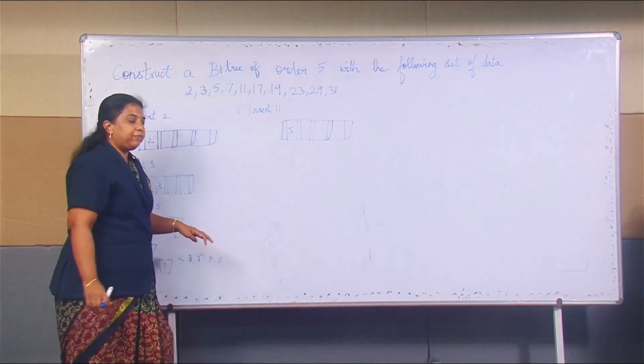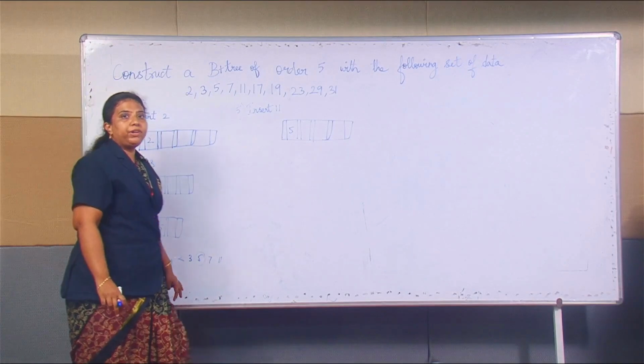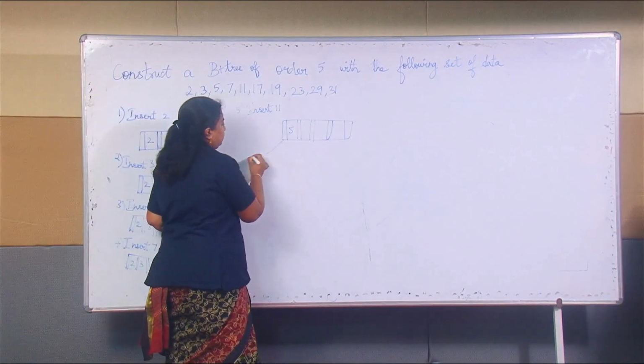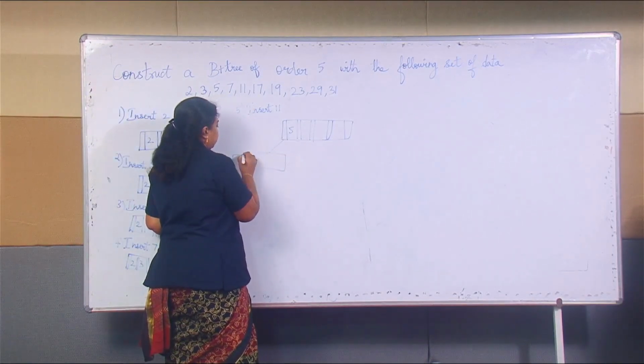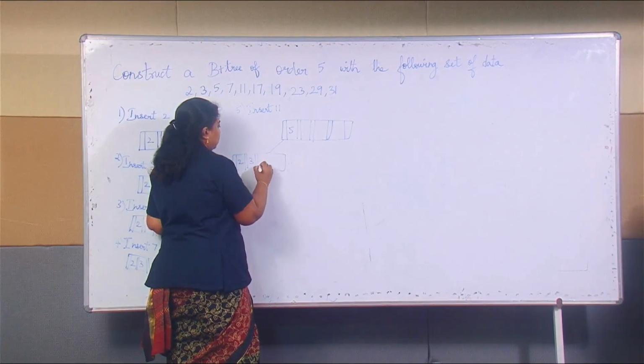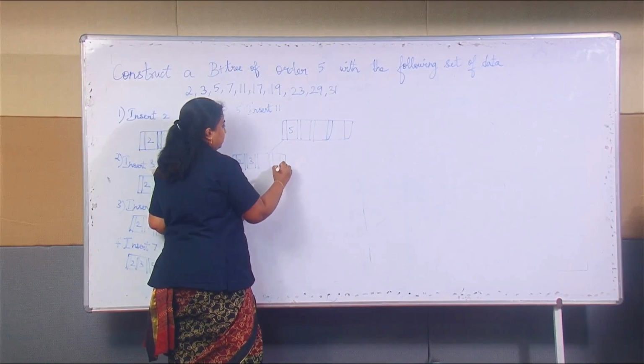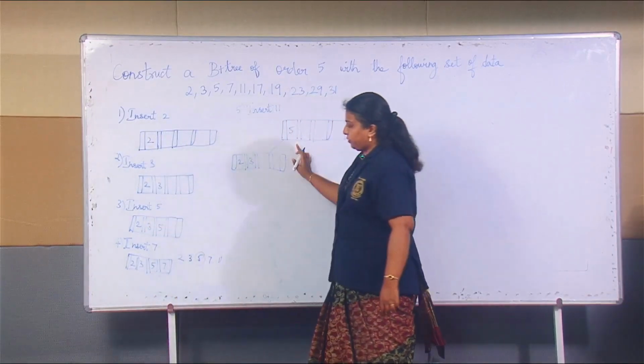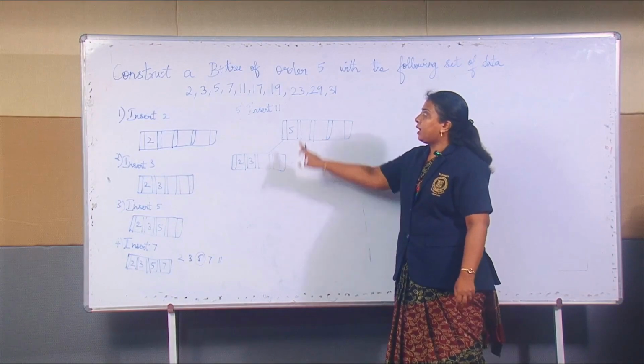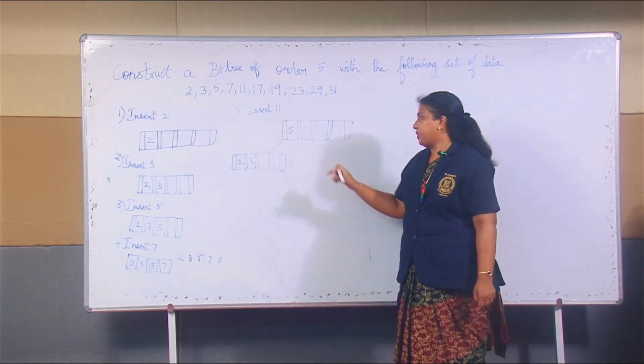On the left hand side of 5 we'll have 2 and 3, and on the right hand side of 5 we'll have 7 and the new element to be inserted, which is 11.